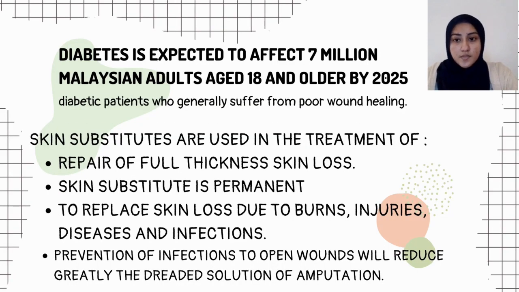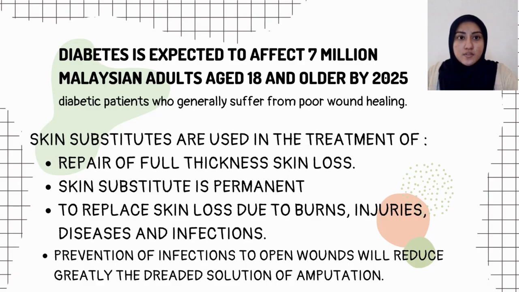Hence, skin substitutes are a method that has been introduced in the year 2018. Skin substitutes are used in the treatment to repair full-thickness skin loss. It is also a permanent skin substitute to replace the skin loss due to burns, injuries, disease and infection. It is also used for the prevention of infection in open wounds, which will greatly reduce the dreaded solution of amputation. Thus, it is very helpful for diabetic patients who generally suffer from poor wound healing.